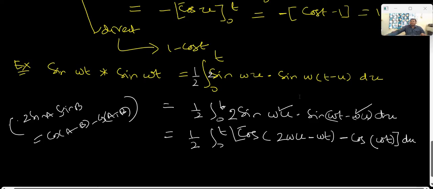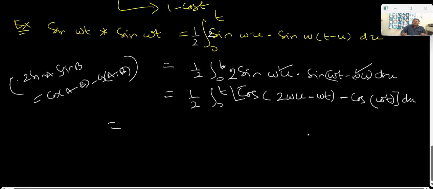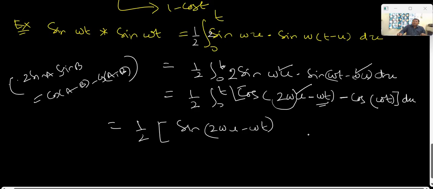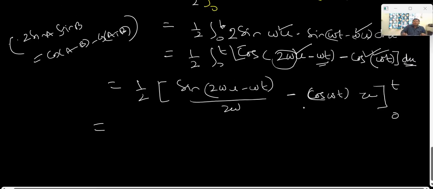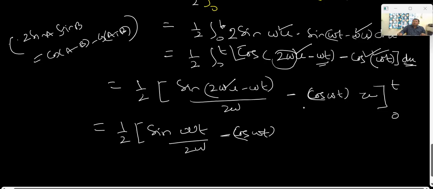Now you integrate it. While you integrate it, the first function will give you half sine of 2 omega u minus omega t, and this t is constant here. Now 2 omega is divided here by 2 omega. Minus cos omega t is constant here, so cos omega t is taken out. It is integration of du, which is u, and the limit here is from 0 to t. You substitute the limit now.